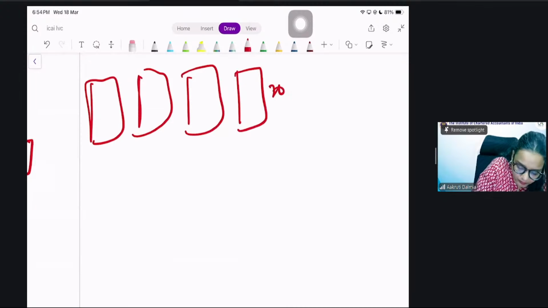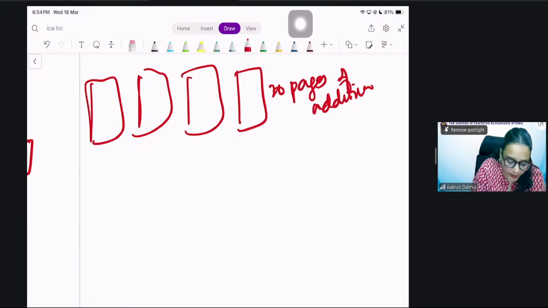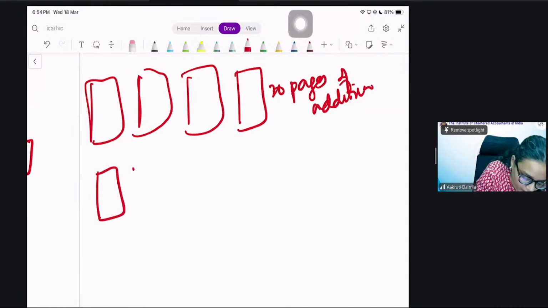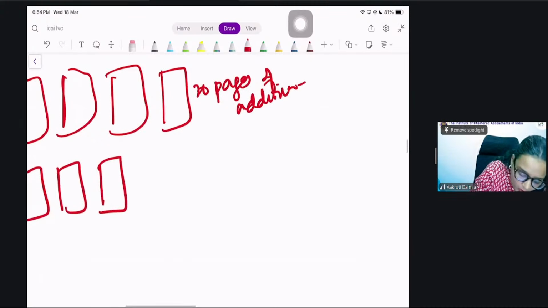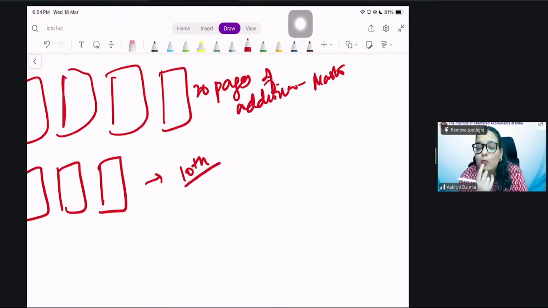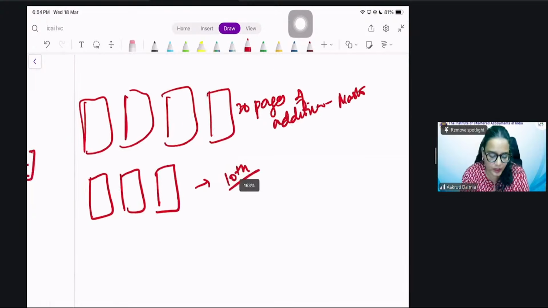20 pages of addition to do properly. And to one person, I gave 2 pages of addition to do. You are already a master student. This person is only a 10th standard student. Where do you think there will be more silly mistakes? Where do you think silly mistakes would happen?